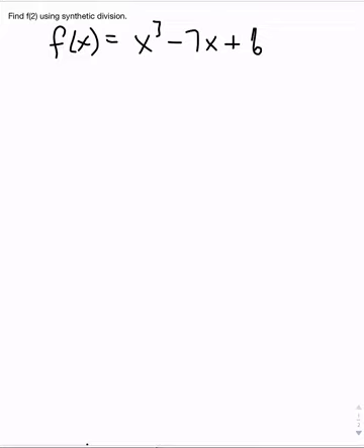In this example, I want to find f of 2. I'm going to use synthetic division, and my function is f of x equals x cubed minus 7x plus 6. So I'm going to evaluate this. I'm going to use synthetic division.